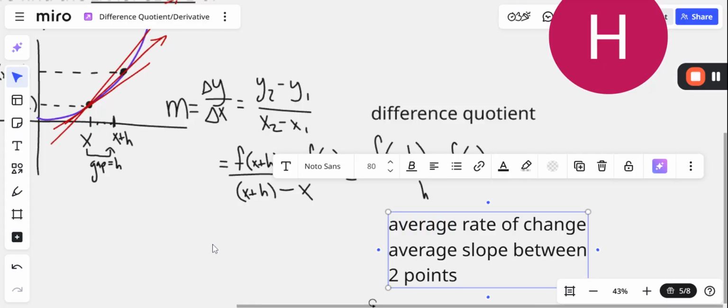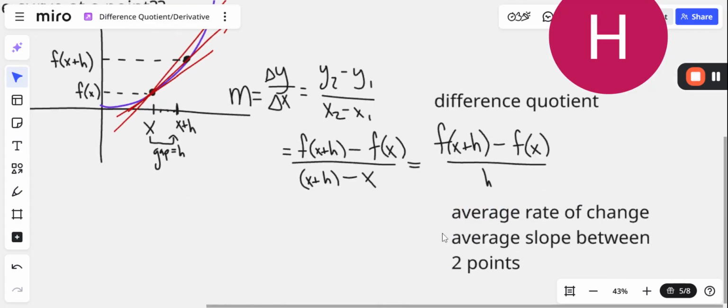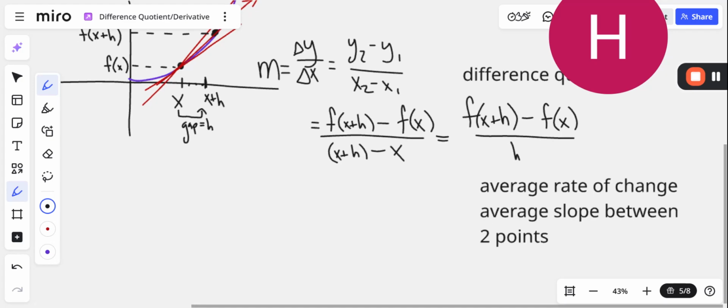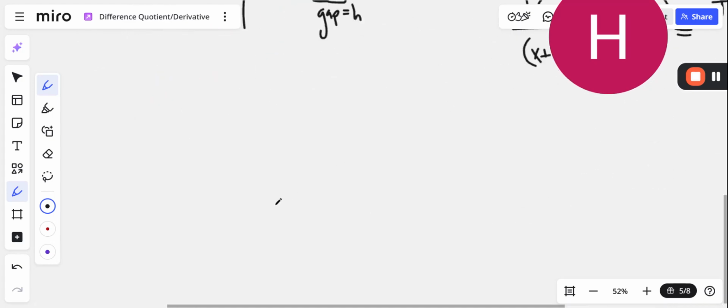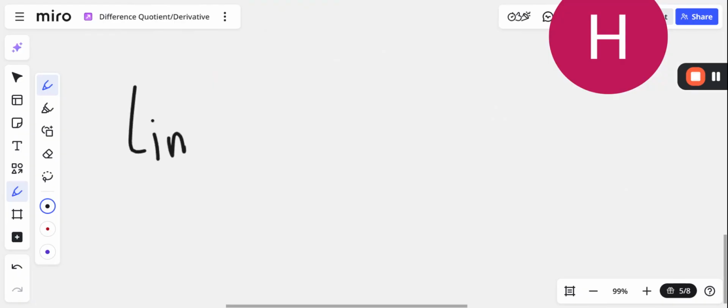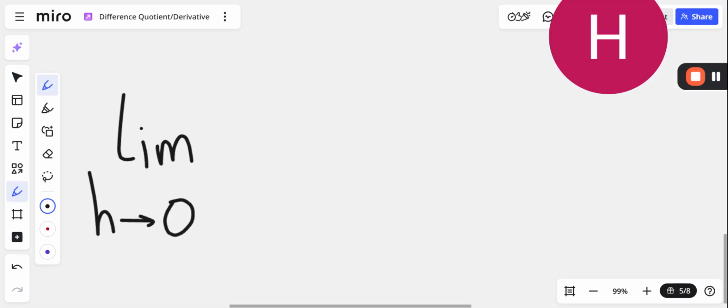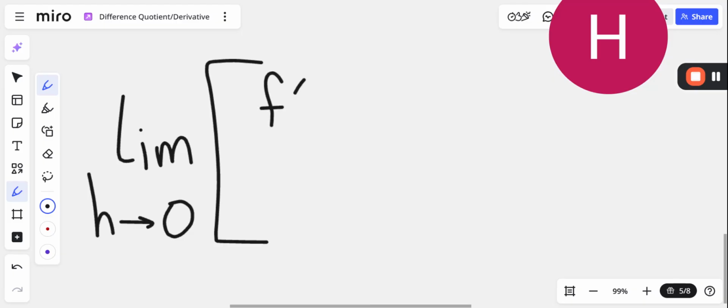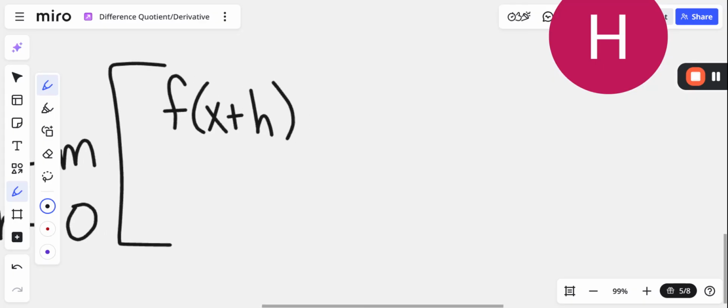So how are we going to turn this average rate of change, or this average slope between 2 points, into a single point? Well, we're going to use the new concept that you saw in pre-calculus called a limit. We're going to take a limit as h goes to 0. What does this mean? Limit as h goes to 0. What does h represent? Think about it. What does h represent?